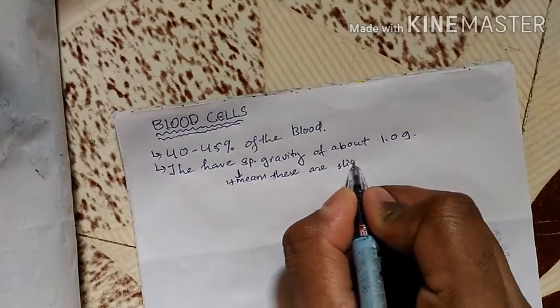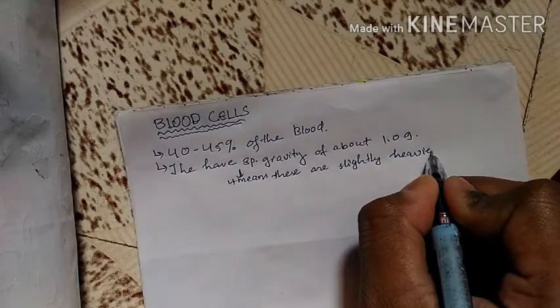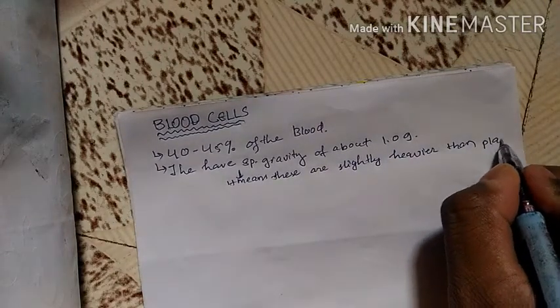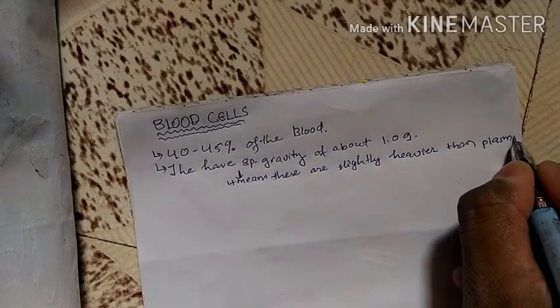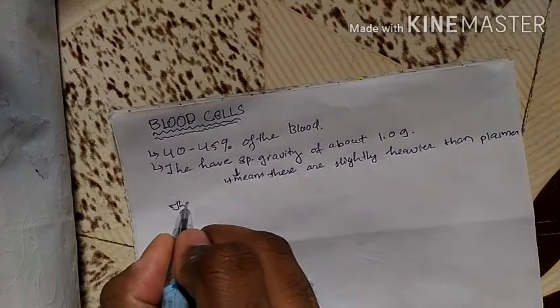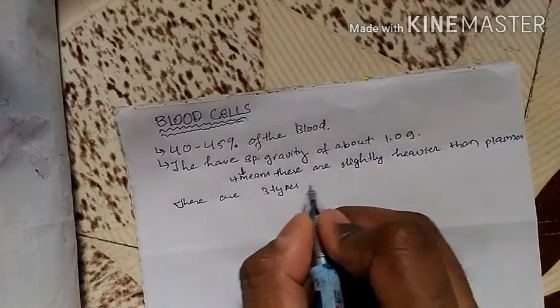The blood is slightly alkaline. It means its pH is 7.4. It is the extracellular fluid. It consists of blood plasma and blood cells. Now we are seeing blood cells. There are three types of blood cells.